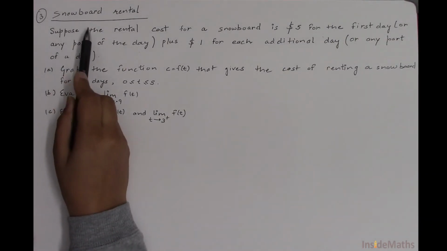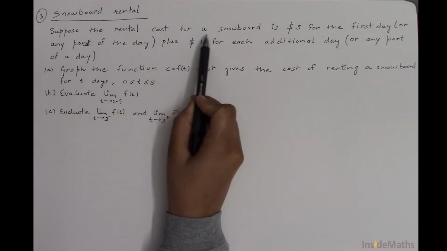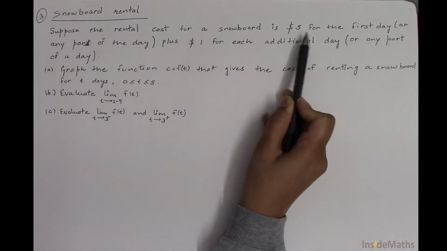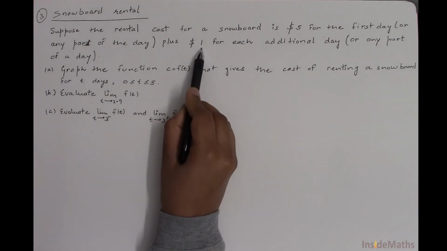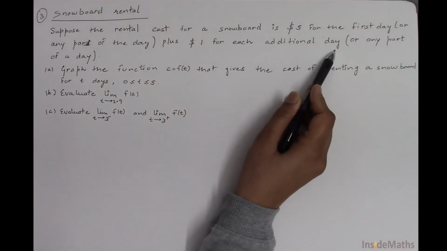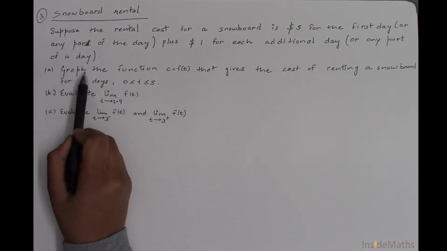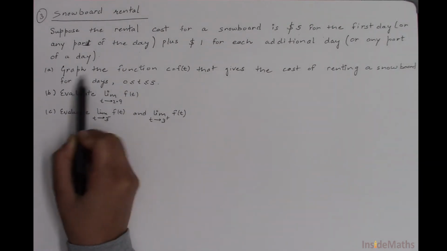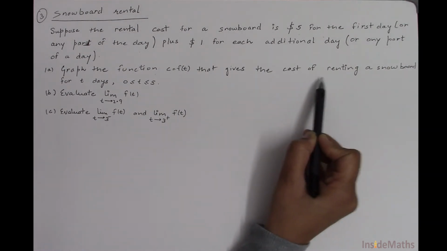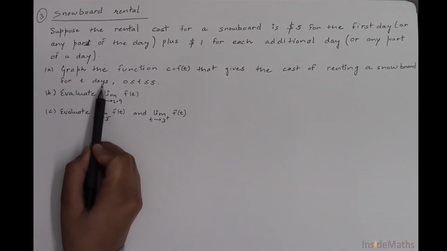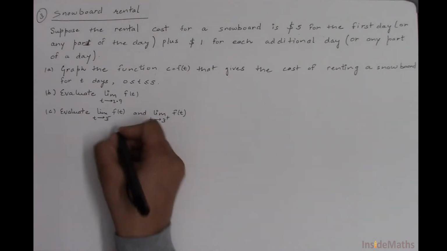The next application is snowboard rental, which states, suppose the rental cost for a snowboard is $5 for the first day or any part of the day plus $1 for each additional day or any part of a day. So what we have to do is graph the function c equals f of t that gives the cost of renting a snowboard for t days when t is from 0 to 5. So let's get started. First I'll make the graph.